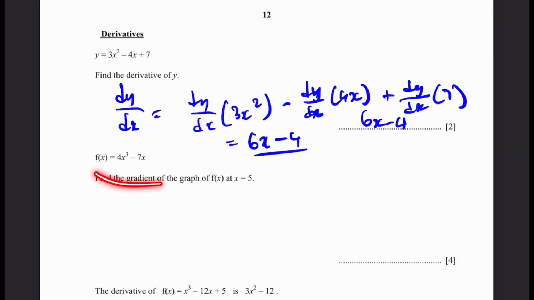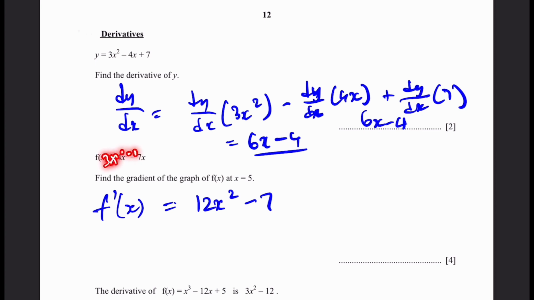f of x equals 4x cubed minus 7x. Find the gradient of the graph of f of x at x equals 5. So the gradient of the graph is going to be f prime of x, or the derivative of f of x. That's 12x squared minus 7, because we bring down the exponent, multiply by the whole thing, and then subtract 1 from the exponent.